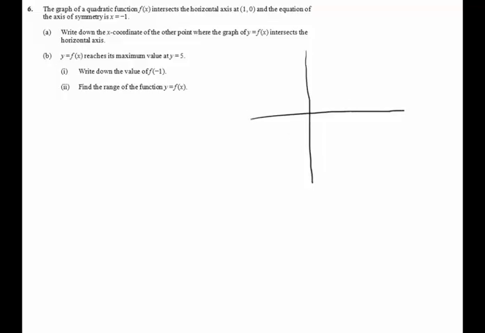So there's my graph. At (1, 0), it intersects the horizontal axis. So here at 1, it intersects the horizontal axis, and it has an axis of symmetry at x equals -1. So at -1, we have the axis of symmetry. And that's about it.